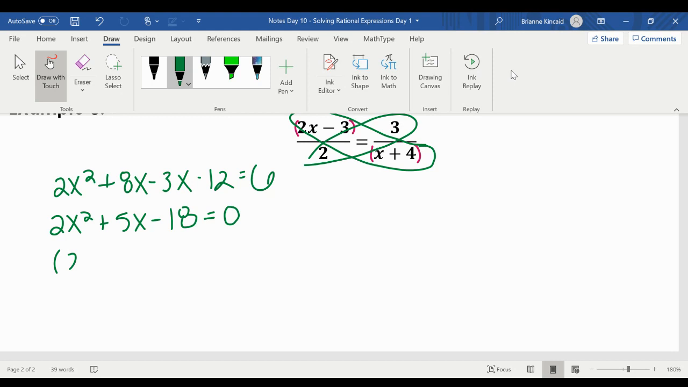I have 2x and x at the beginning. And then I want to think about my factors of 18. That's 1 and 18, 2 and 9, and 3 and 6. And we have to find some sort of way that these are going to multiply to negative 18, but add up to positive 5.